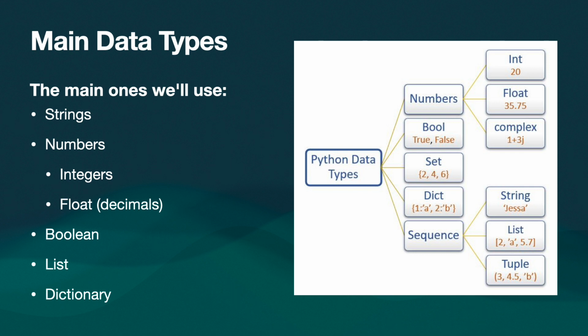It looks like there's an awful lot there, but generally speaking, there are only a few that we use more frequently than others. So strings we use quite a lot, and numbers, and there are two types of numbers. There are whole numbers, which are integers, and decimals, which in Python and most other languages we call floats. We have Boolean types, which are true or false, and we have lists and dictionaries. We'll look at those in more detail in a moment, but let's start with strings.